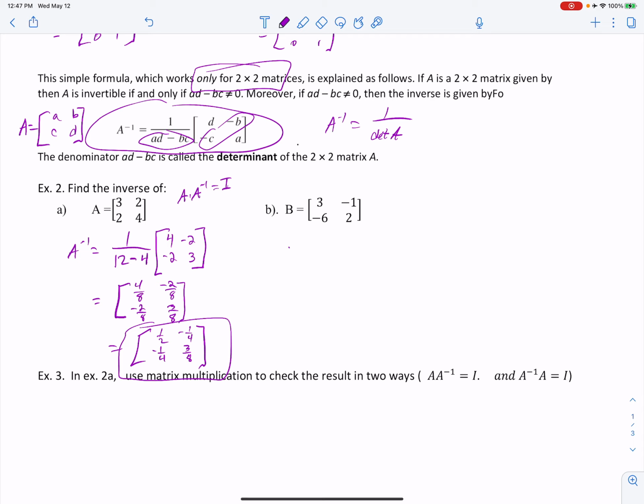All right, so then for part B, if I do B inverse, I'm going to do 1 over the determinant of B, which is this diagonal, this product, minus this diagonal's product, which is 6, and you get this 1 over 0. It is not possible. Not all matrices have inverses. So if you get a determinant of 0, the inverse matrix won't exist for it.